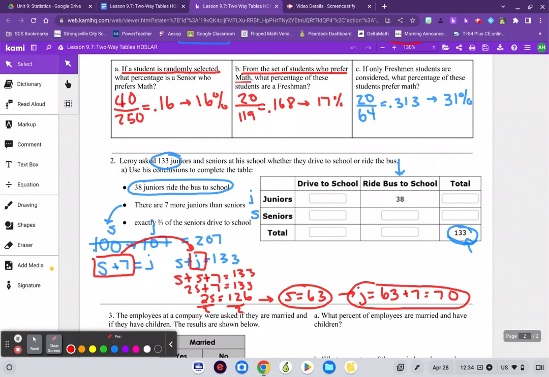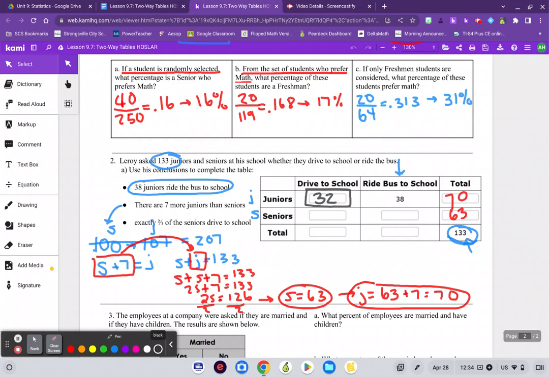So I have a total of 63 seniors. That 63 is going to go here. And a total of 70 juniors. That 70 is going to go here. And those two numbers add to 133. So this is helpful now. This is helpful because now I can start building in some numbers, right? Like I can figure out what this number is by doing 70 minus 38. And 70 minus 38 is 32. So I can at least get that number in there.